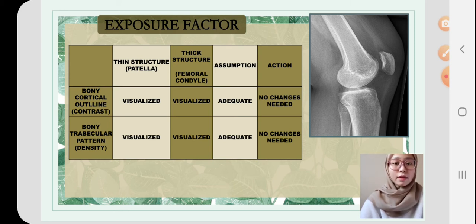Okay. The mAs used is adequate for detail and density. This is because the bony trabecular pattern of the thin structure, which is the patella, is visualized, and the bony trabecular pattern of the thick structure, which is the femoral condyle, is visualized. So there are no changes needed for this radiograph.